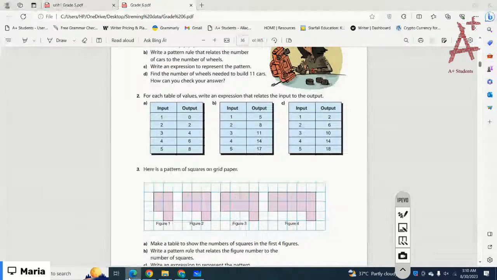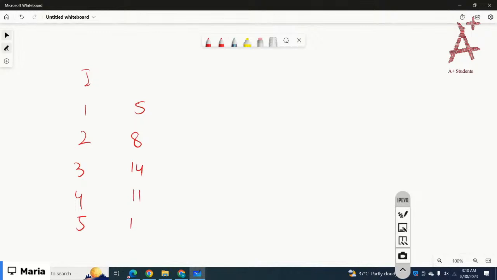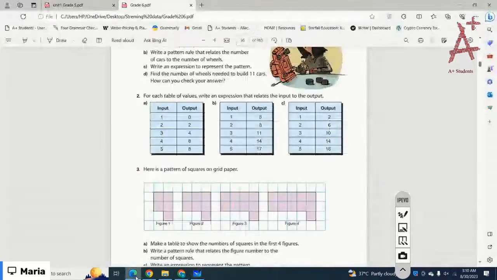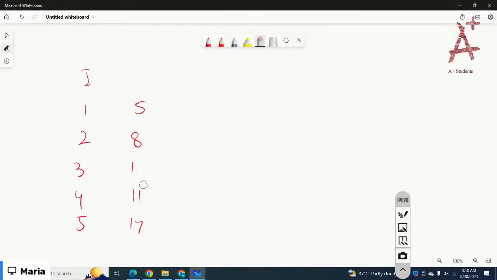And the values are 5, 8, 11, 14, 17. 1 and 5, 2 and 8, 3 and 11. 1 plus 4 is 5, 2 plus 6 is 8, 3 plus 8 is 11, 4 plus 10, and 5 plus 12. Okay.